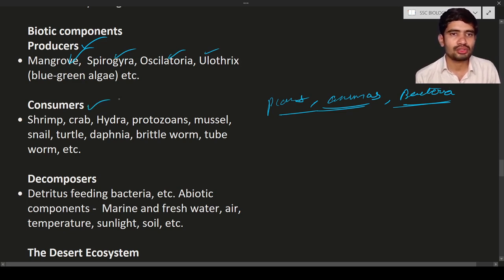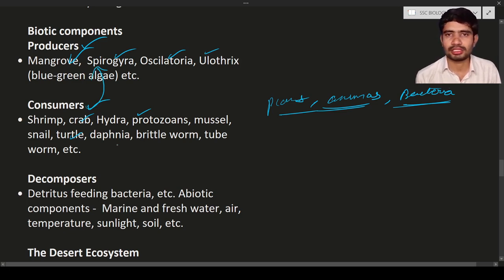So next are the consumers. These organisms are going to eat the producers. Organisms like shrimps, crabs, protozoans, mussels, turtles, etc. are the organisms that feed on the producers. Hence, they are also a biotic component.